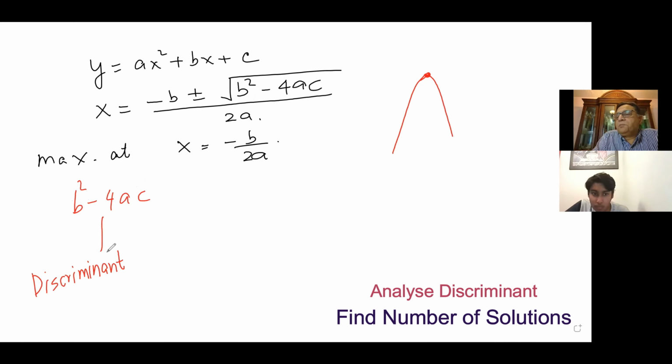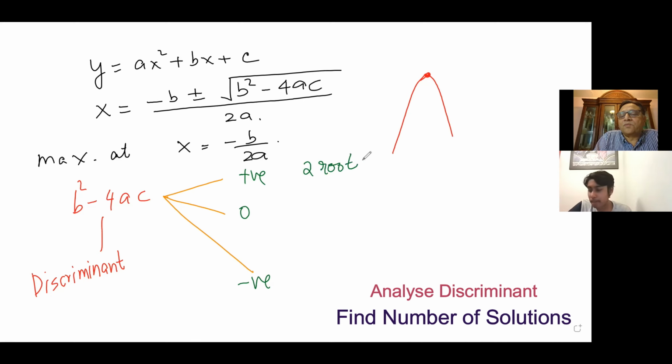Now, this could be positive, this could be negative, this could be zero, right? So the discriminant could be positive, it could be zero, or it could be negative, correct? So within the square root, if it is positive, then the answer is minus b plus minus something, correct? So that means we get two roots.